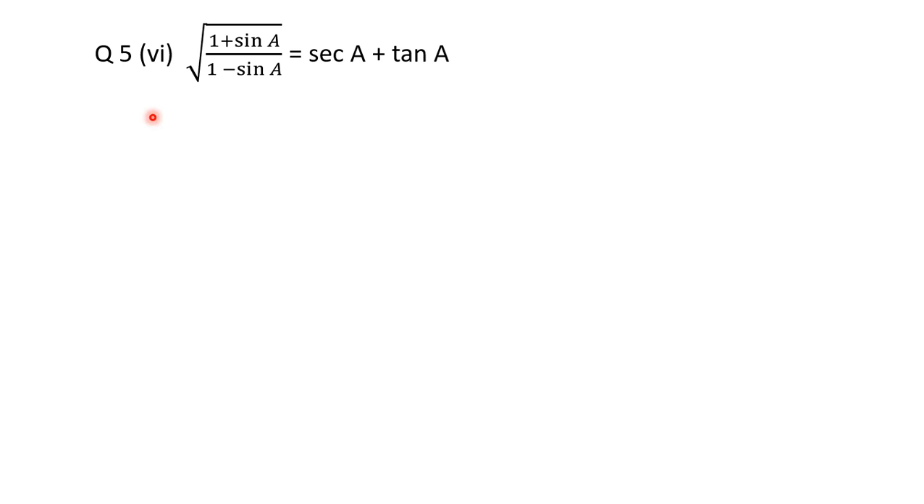Now in today's session we will do the sixth part of question number 5, which is under root 1 plus sine a upon 1 minus sine a is equal to sec a plus tan a. In this equation we will take the left hand side for the solution. So the left hand side is under root 1 plus sine a upon 1 minus sine a.